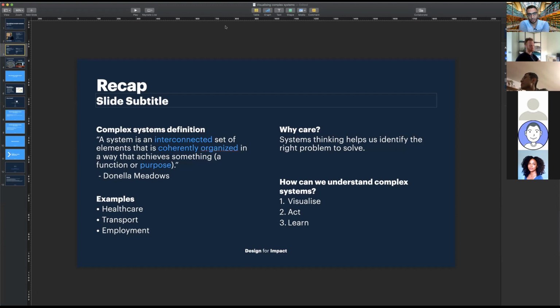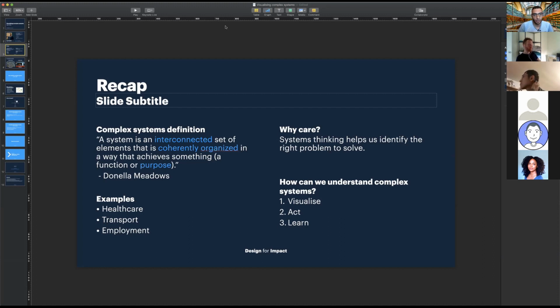We gave some examples of complex systems. I spoke about healthcare, transport, and employment as examples. Someone also mentioned, I think it might be Pia, that a complex system could also be the human body. So we said that why it's important to care is that systems thinking can help us identify what the right problem to solve is, right? And then design can help us solve the problem in the right way. And we'll talk a bit more about that today.